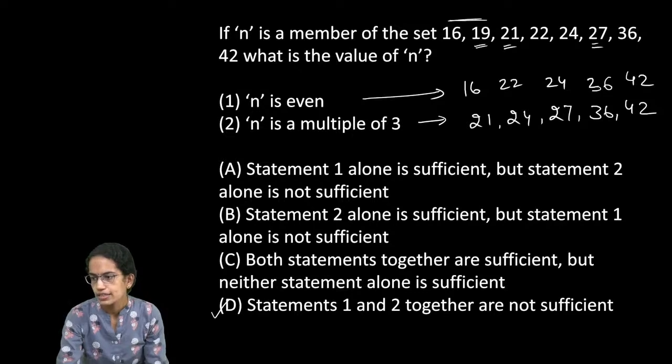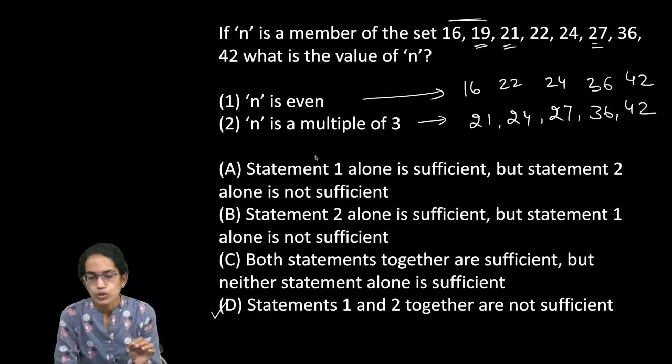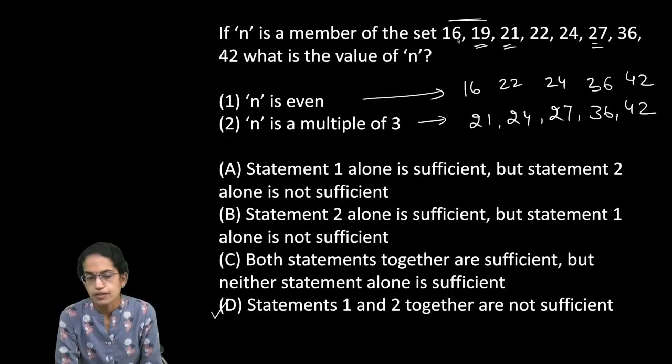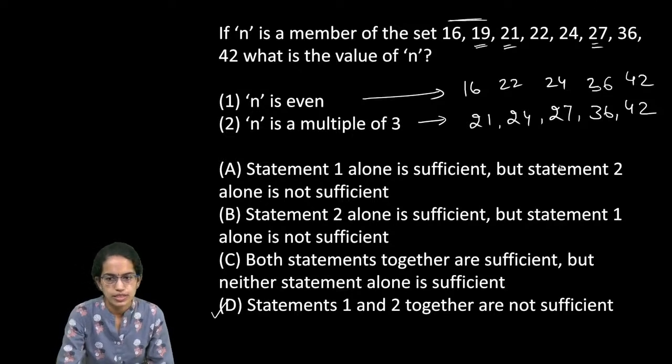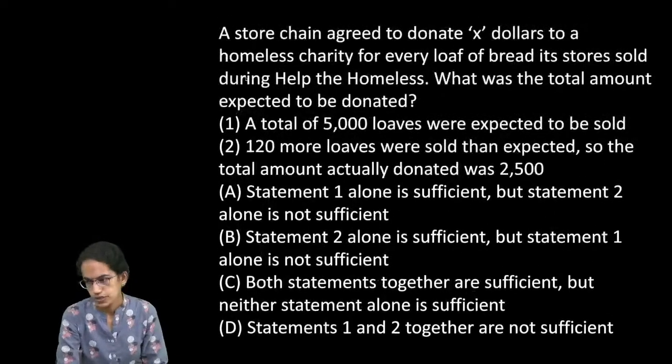So, neither can I come to the answer with statement 1, nor with statement 2. Both of them are not sufficient because even if I combine both of them, there are some values which are still remaining, and therefore D becomes the right answer, right? So, let's move on to the next question here. Coming on to the next question.